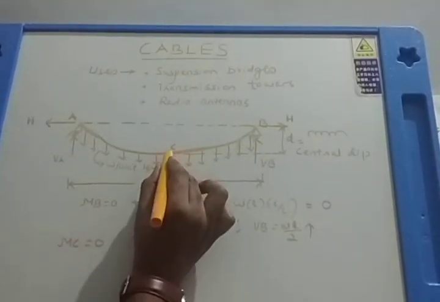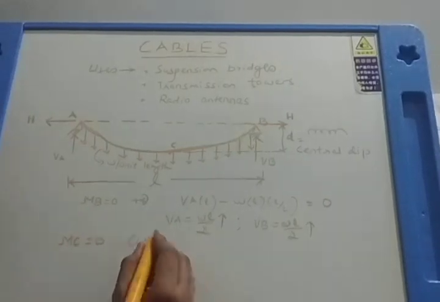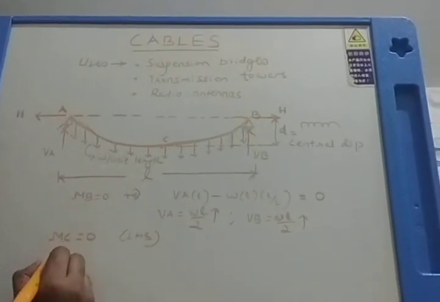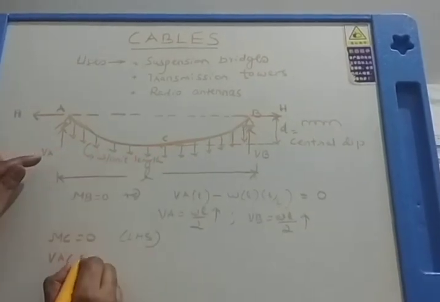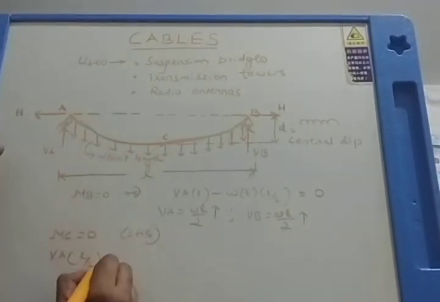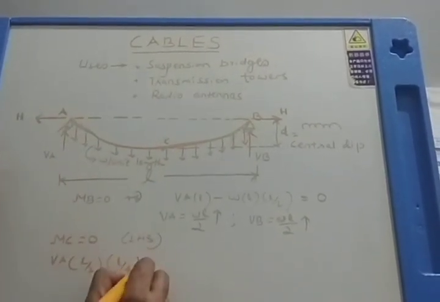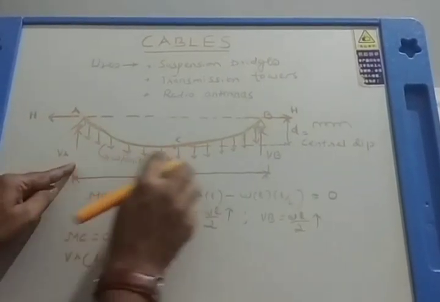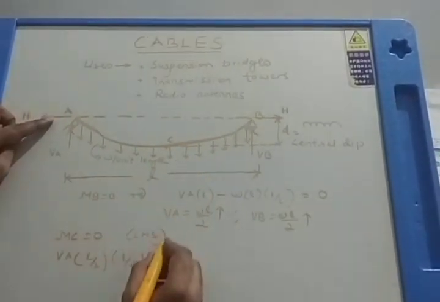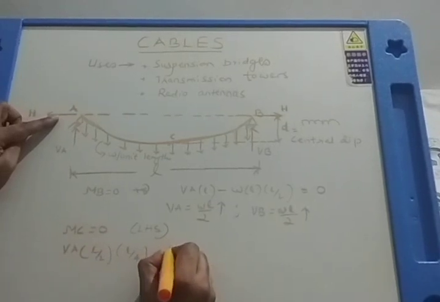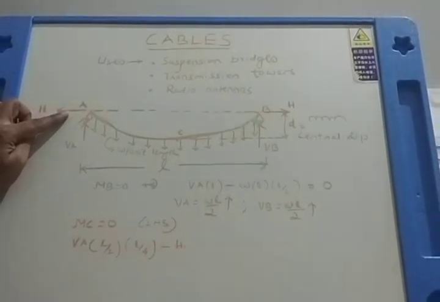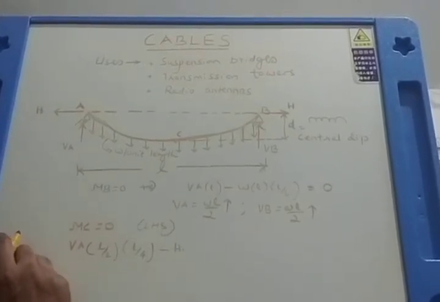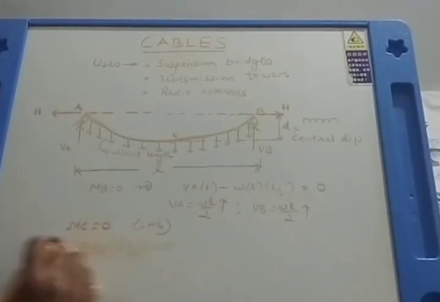That is why I am taking moment at C equal to 0 on the left hand side. If you take on the left hand side, it is VA into L by 2 into L by 4. Then moment due to H minus H into, sorry, this is not VA, just make it.